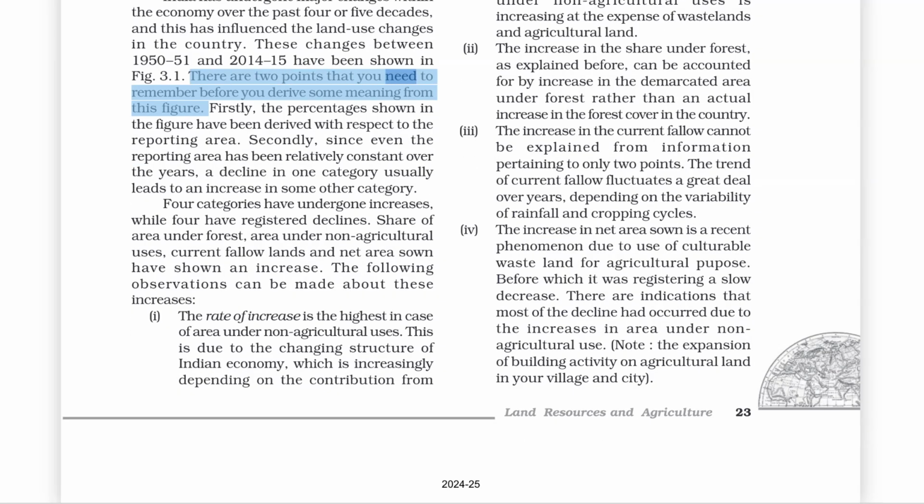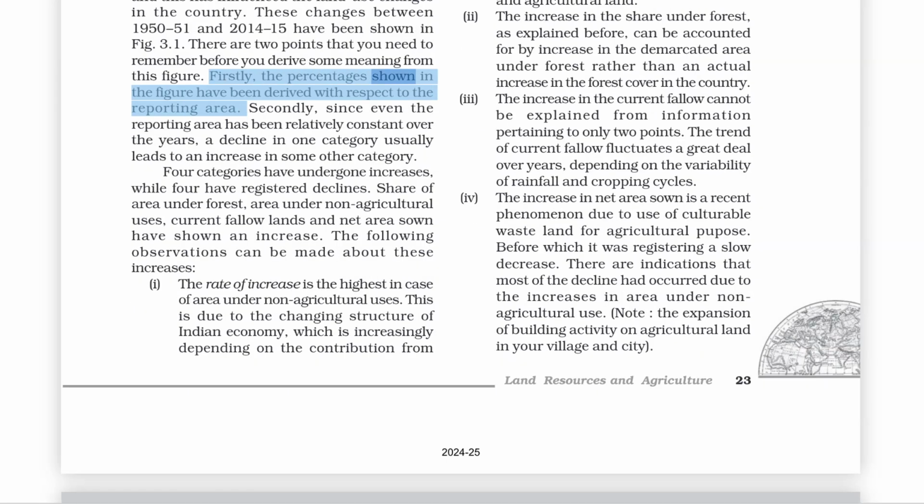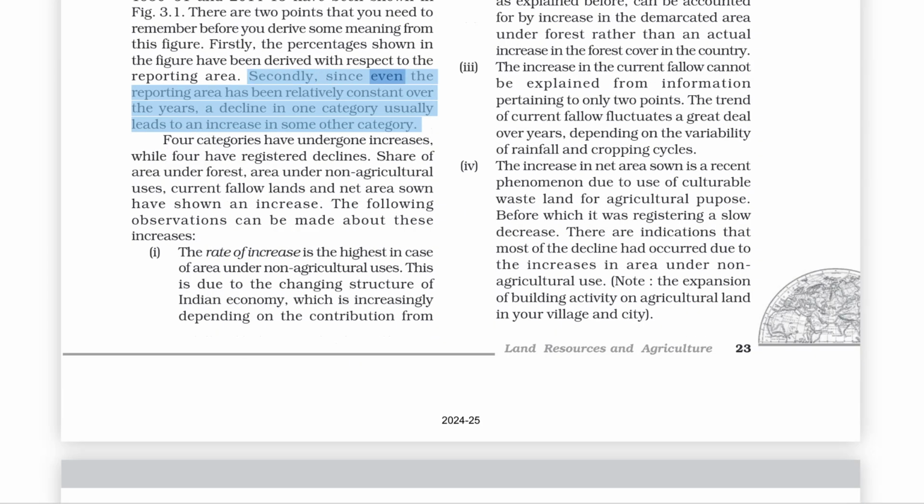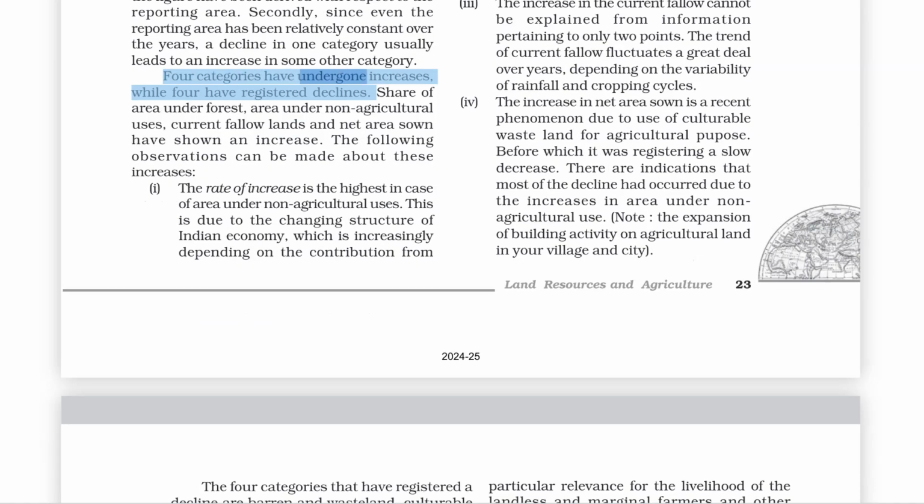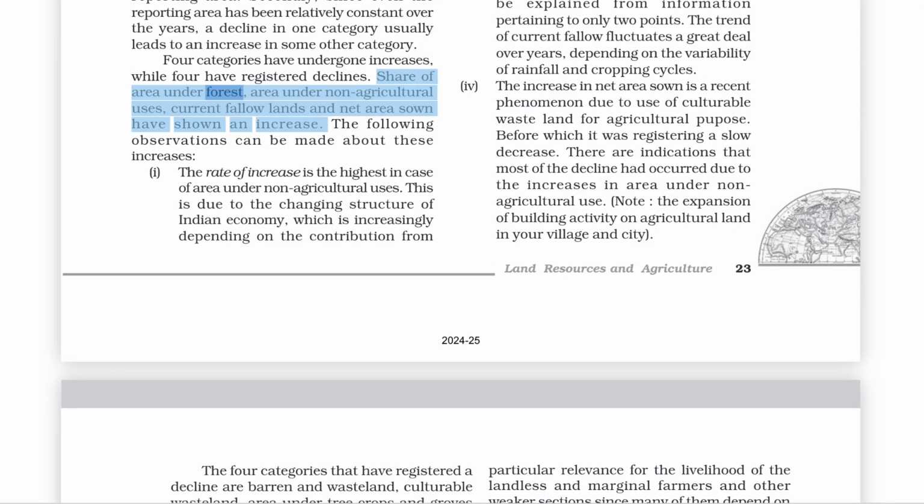There are 2 points that you need to remember before you derive some meaning from this figure. Firstly, the percentages shown in the figure have been derived with respect to the reporting area. Secondly, since even the reporting area has been relatively constant over the years, a decline in one category usually leads to an increase in some other category. 4 categories have undergone increases, while 4 have registered declines. Share of area under forest, area under non-agricultural uses, current fallow lands, and net area sown have shown an increase.